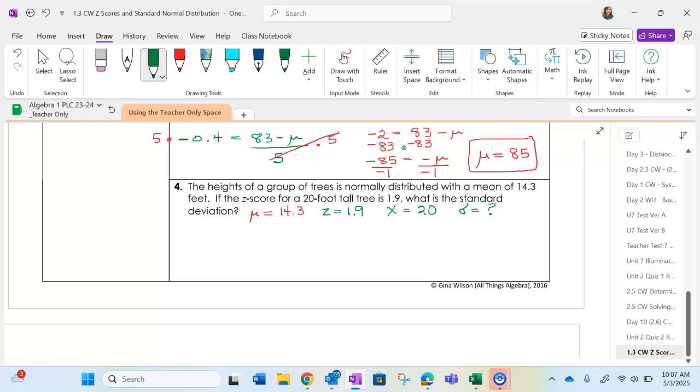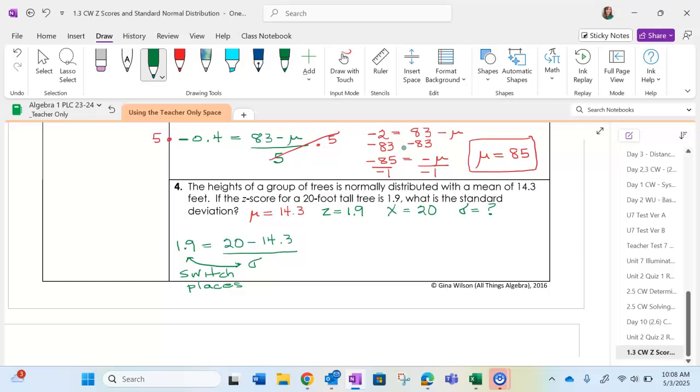We're going to use our formula again. My z is 1.9 equals my x, which is 20, minus my mean, divided by my standard deviation. Anytime you have an unknown by itself on the bottom and a single number on the left, you may just switch places. If you were in class, I showed you why you can do that.